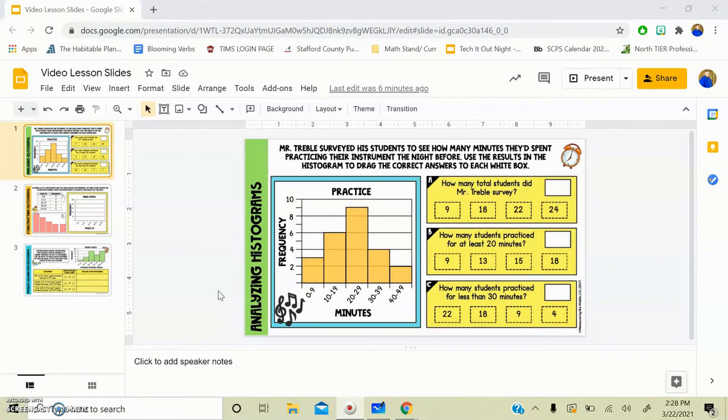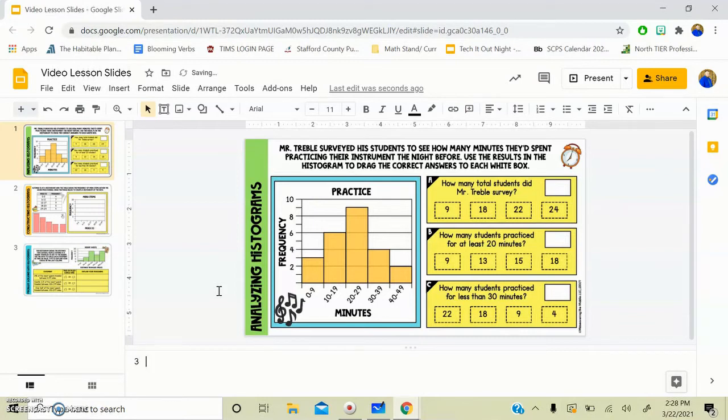So if I look at my 0 to 9 bar, right here, I'm going to count 1, 2, 3. Okay, so there's 3 in here. So I'm going to type that here. We have 3. And then my next one, I have 1, 2, 3, 4, 5, 6. So then I'm going to type 6. Then I'm going to move to this bar. I have 1, 2, 3, 4, 5, 6, 7, 8, 9. Well, now I'm going to put a 9.